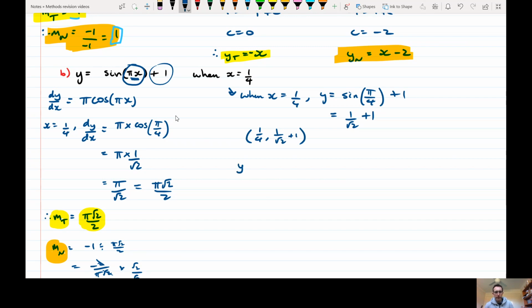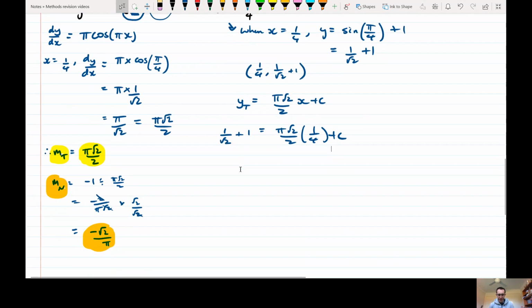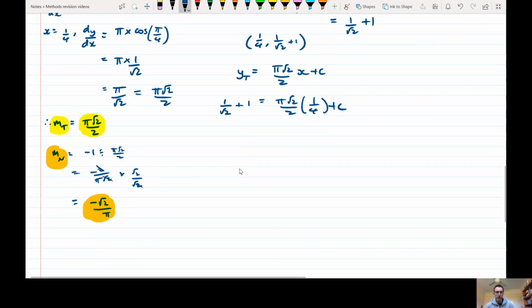Now let's find the equation of the tangent. So the tangent we know is going to be the gradient of the tangent, which we said was pi root 2 over 2, x plus c, and let's substitute all our values in. So we're going to get 1 on root 2 plus 1 equals pi root 2 over 2 times 1/4 plus c. I'm going to simplify that. On the left-hand side here, I'm going to make this thing over 2, so I'm going to make that root 2 on 2, purely because I have a whole number over here in the denominator, so it's nice to do that.